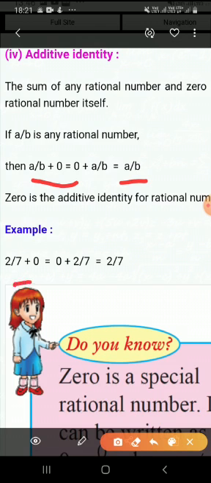As you can see in the example here, 2 upon 7 plus 0. You can do 2 upon 7 plus 0, or you can change the order. This is the commutative property. You can do it as 0 plus 2 upon 7. In both cases, the answer is 2 upon 7. It means if 0 is added to any rational number, the answer is that rational number only.